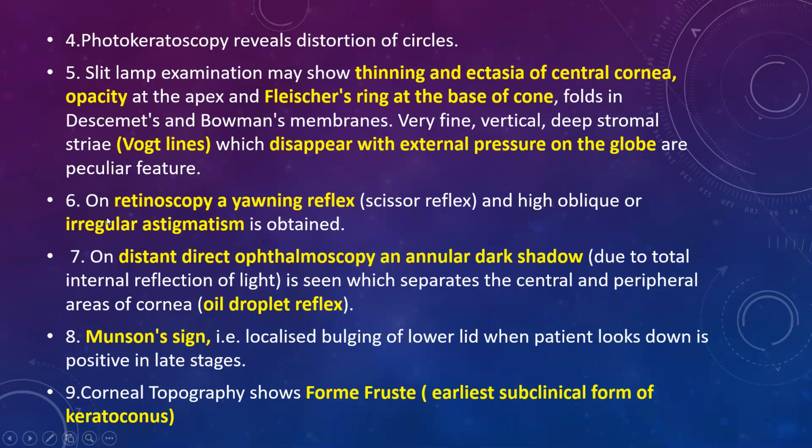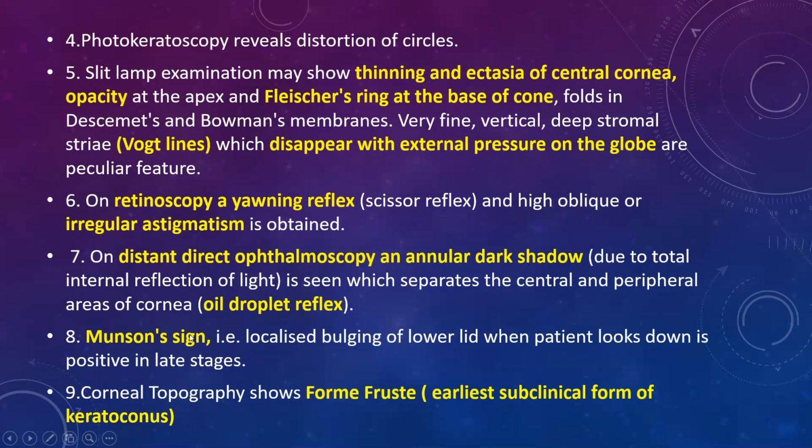On retinoscopy, a scissoring reflex is seen, and oblique irregular astigmatism is obtained. On distant direct ophthalmoscopy, you tend to see an oil droplet reflex. That means you tend to see an annular dark shadow, and this separates the central and peripheral cornea.